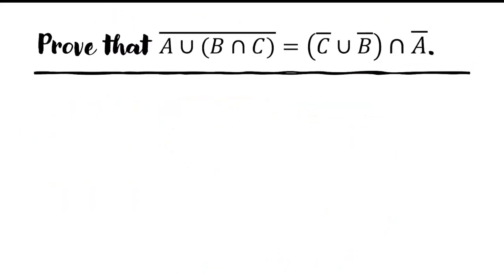So let's prove that A union B intersect C's complement is equal to C's complement union B's complement intersect with A's complement. So how do we want to prove this? Which method do we want to use? Anyone? Okay, I see people say propositional equality, which we will apply the existing identity.